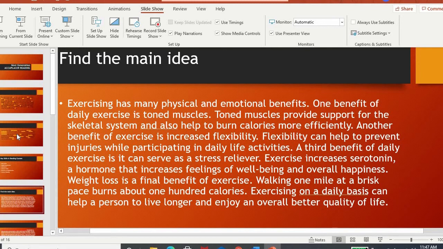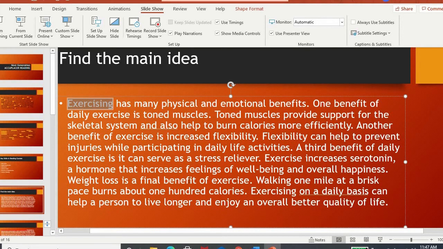Weight loss is a final benefit of exercise. Walking 1 mile at a brisk pace burns about 100 calories. Exercising on a daily basis can help a person to live longer and enjoy an overall better quality of life. So hopefully as I read this, you could clearly tell that the topic is exercise or exercising.